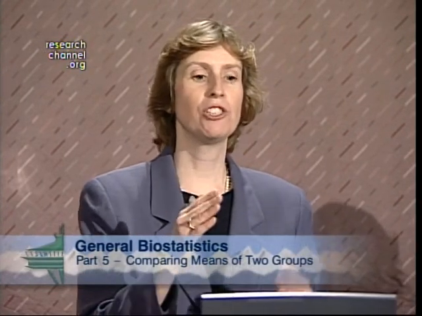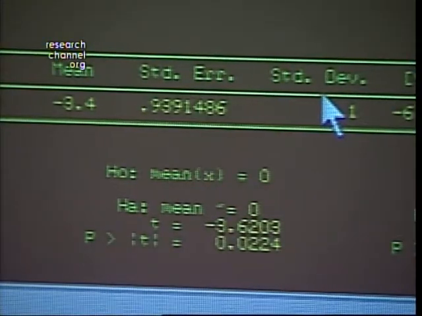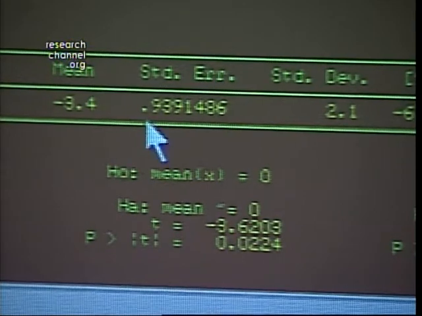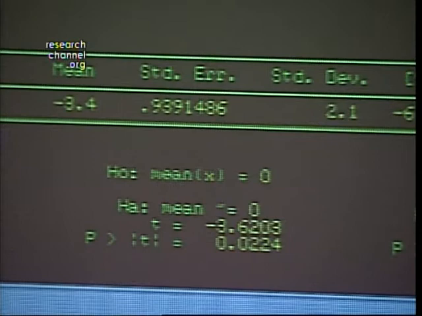So if we wanted to describe the spread in the population based on our best estimate, the one we get from the sample, we would choose to use the standard deviation S as this measure of spread. The standard error, as I said, is based on the standard deviation as well as the sample size.